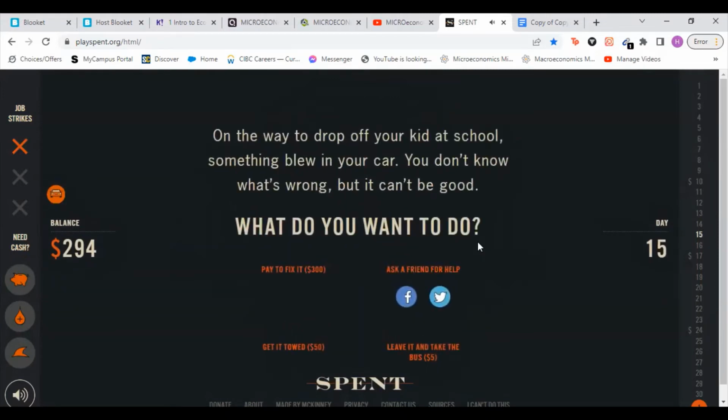So on the way to drop your kid off at school, something blew in your car. You don't know what's wrong, but it can't be good. Pay to fix it, $300. Ask your friend for help. Get it towed. Leave it and take the bus. None of those are good options. Yeah, agreed. Well, you can't afford to pay to fix it, so ask a friend for help, I guess.